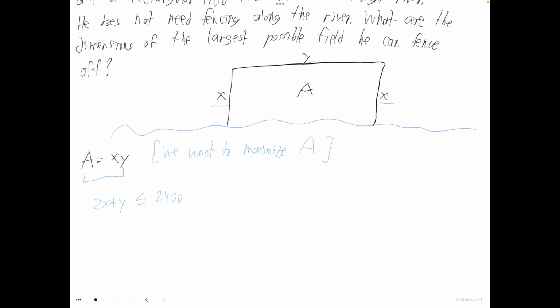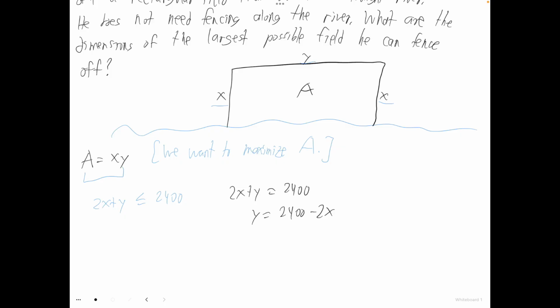Now, if he doesn't use all of the fencing, it should be pretty obvious he's not going to make as big of a field as he could. So we're just going to assume that 2x plus y equals 2,400. If you're not using all of the fencing, you could clearly make a bigger field, just use more of the fencing. Then we have that y equals 2,400 minus 2x, just solving for y. So this gives us a relationship between x and y.